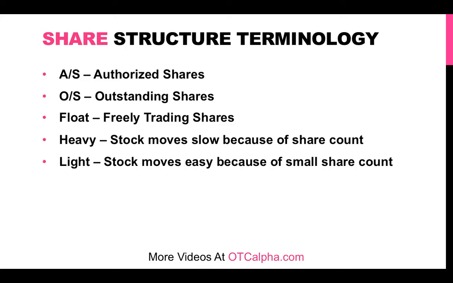So the AS is also the authorized shares. The OS is outstanding shares. The float means freely trading shares. Okay, and these are two terms right here you want to know. Heavy means a stock moves slow because of the share count, and light means a stock moves easy because of the small share count.